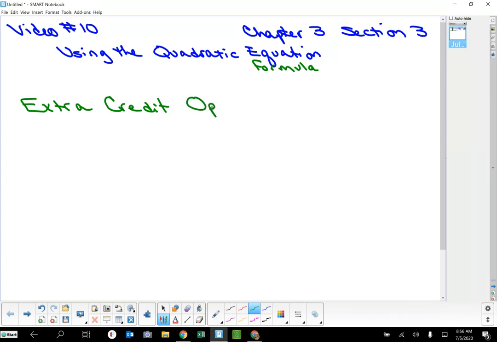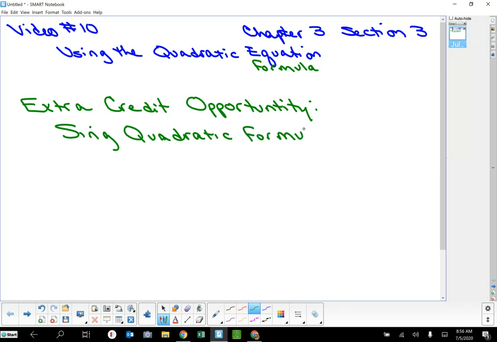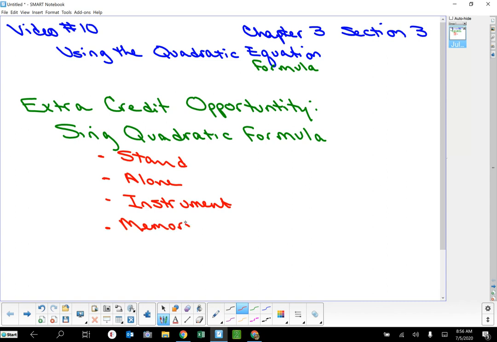The extra credit opportunity is to sing the quadratic formula. Here are the rules that these go by. You must stand to sing the quadratic formula. You must do it alone. You may bring an instrument if you want. I have had people do that in the past. I had a girl play the ukulele one time, and somebody else played the guitar. So it's up to you. And you must not have any kind of reference material in front of you. So it must be memorized.